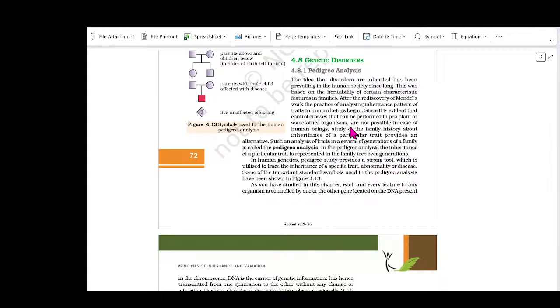Such an analysis of traits in several generations of a family is called pedigree analysis. In pedigree analysis, the inheritance of a particular trait is represented in the family tree over generations. In human genetics, pedigree study provides a strong tool which is utilized to trace the inheritance of a specific trait, abnormality, or disease. Some of the important standard symbols used in pedigree analysis are shown in figure 4.13.